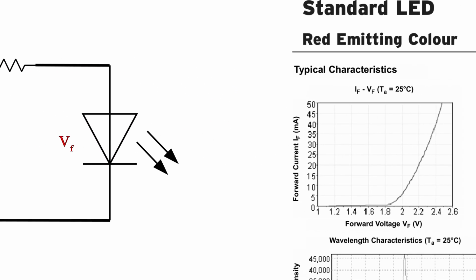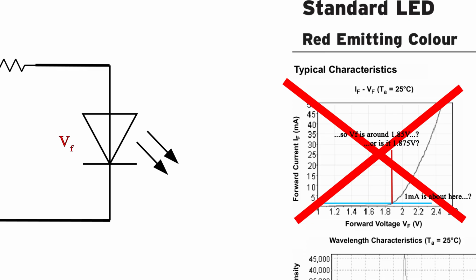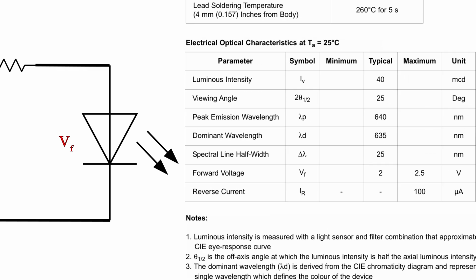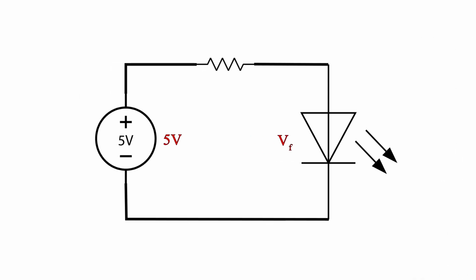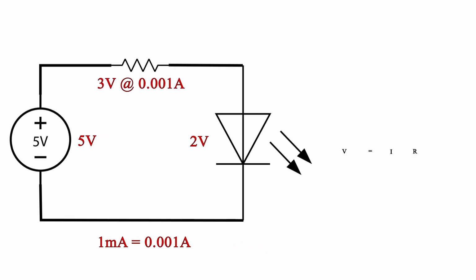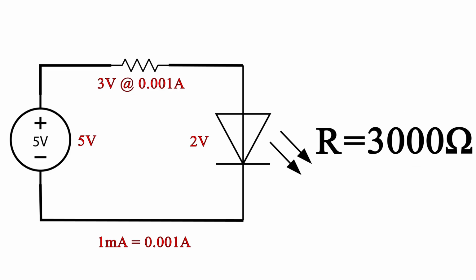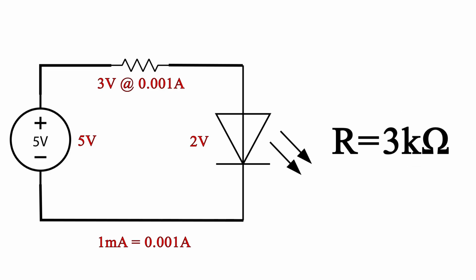Technically, we're supposed to carefully read the graph and determine the exact forward voltage that will give us the desired current. But in real life, no one has the time to do that. So we usually go with the typical value in the datasheet, which is 2 volts. If we want to run this LED with a forward voltage of 2 volts off of a 5 volt supply at 1 milliamp, we need a resistor that will drop 5 minus 2 volts, 3 volts when 1 milliamp is flowing through it. We can use Ohm's law to calculate exactly what we need the resistance to be, and in this case, we need a 3 kilo ohm resistor.